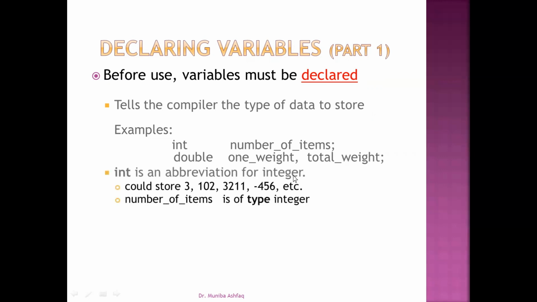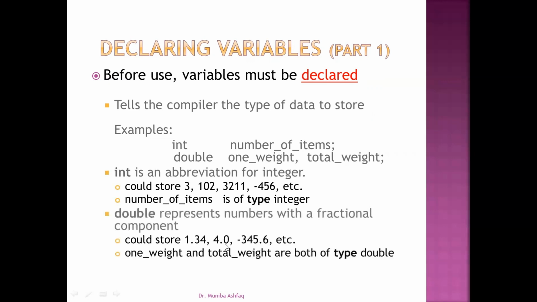Int is an abbreviation for integer, and it can store numbers like this. Number of items is of type integer. This is a double data type, and it represents numbers with a fractional component. It could store these numbers where we have some fractions in them. One weight and the total weight are both of type double.